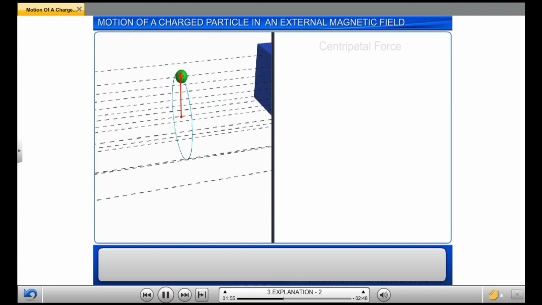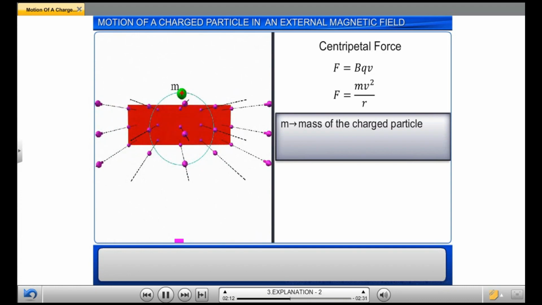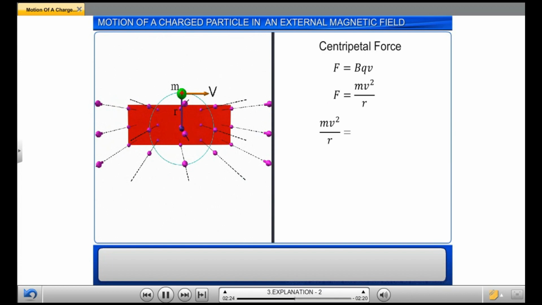Thus, the centripetal force F is equal to BqV. By definition, the centripetal force is denoted by mv squared by r, where m is the mass of the charged particle, v is its velocity, and r is the radius of its circular path. Equating these expressions, we get the radius of the circular path, r, is equal to mv by Bq. Let this be equation 1.